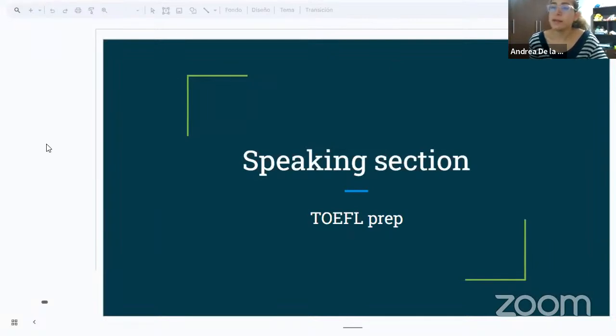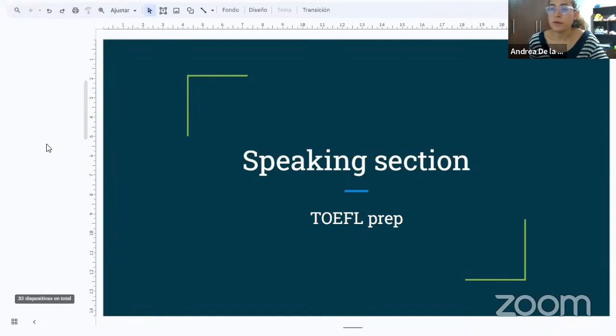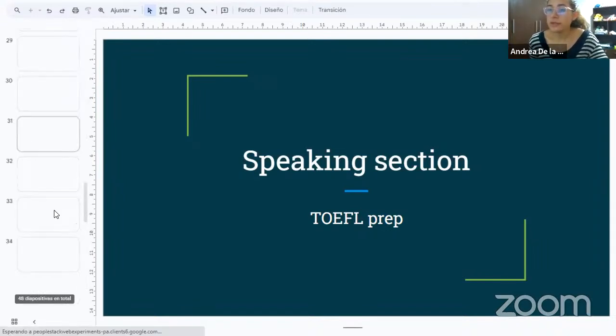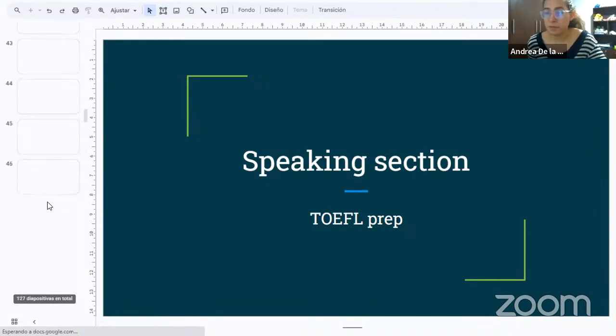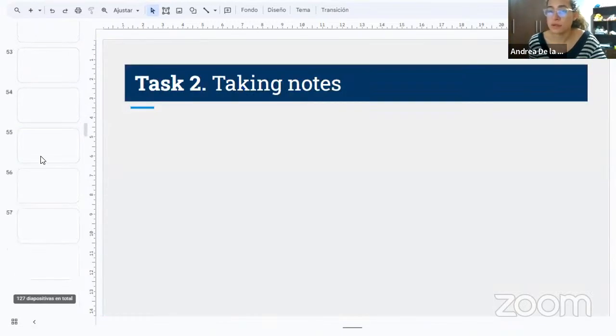Okay, guys, great. Then let's start seeing the third question of the speaking section. The truth is that in terms of format, the third question is very similar to the second. You will see, it's very similar to the second question. In terms of format, I mean, you will have to do pretty much the same, but the content is obviously different. So let's see.